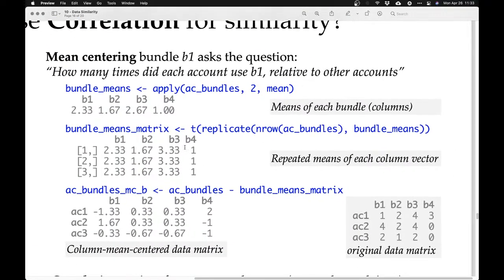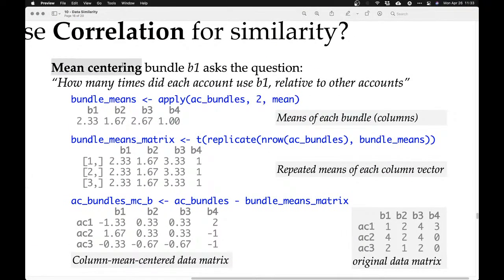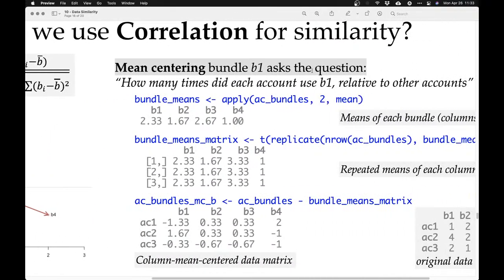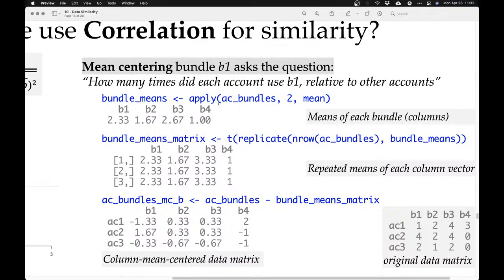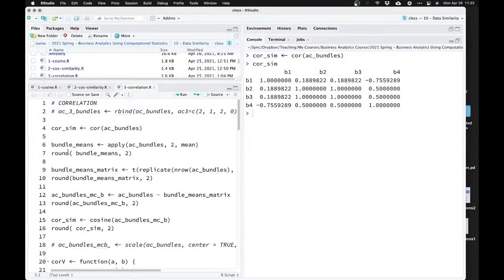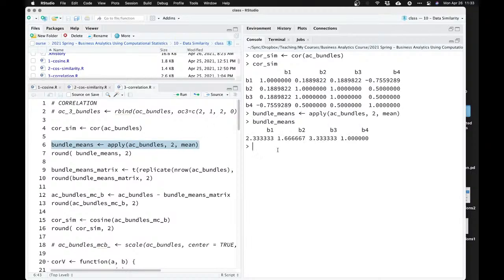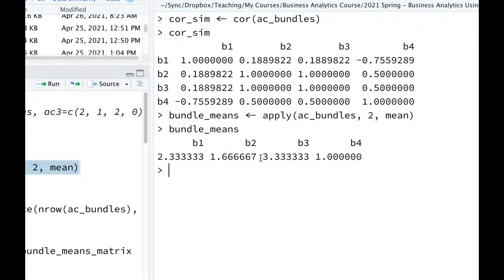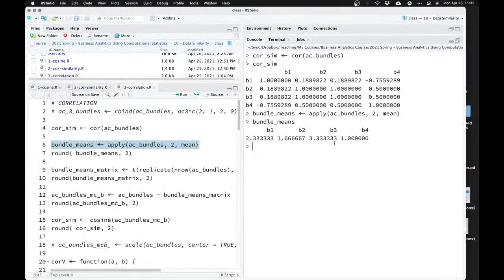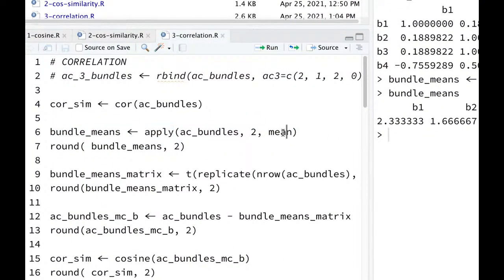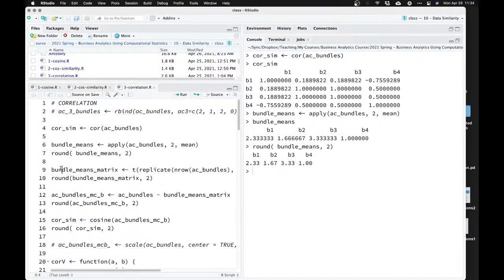And how do we do it one by one? So first of all, what does mean centering mean? When we mean center a bundle, let's mean center all the bundles. Let's take all my bundles and compute their means. Bundle means, this is the mean of all my bundles, of the 4 bundles, okay? 2.3, 1.6, 3.3, 1.0. I've just used an apply function, and I've taken the mean of all the columns of these bundles. The apply function allows you to say whether you want columns or rows. All right, so that's the mean of my bundles.